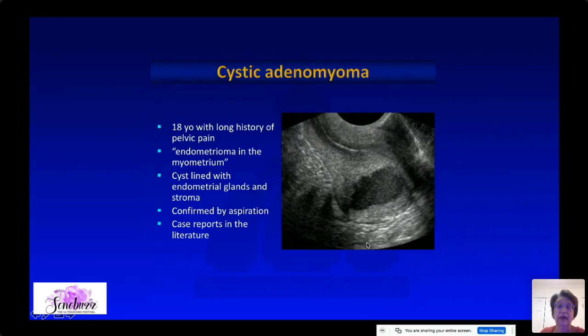This is an interesting case. This is a rare cystic adenomyoma. This is an 18-year-old woman who had a history of pelvic pain. And basically what it looks like is a cystic lesion in the myometrium that looks like an endometrioma. And it's not surprising because basically it's a cyst which is lined with endometrial gland and stroma, and it undergoes cyclical bleeding. And so this case was actually confirmed by aspiration. It's a rare lesion. There are basically just case reports in the literature.